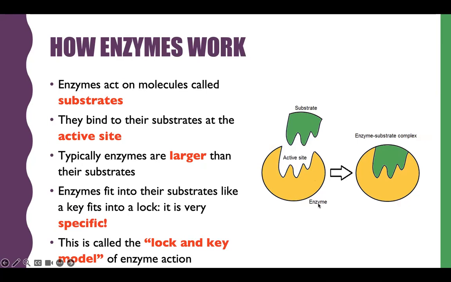Every enzyme will have what's called an active site. And typically enzymes are larger than their substrates, like you can see here in this picture. Substrates fit into their enzymes like a key fits into a lock. It is very specific. You see how these are a perfect match? The shape of this substrate will fit perfectly into this active site on the enzyme. That's the perfect ideal situation. This is called the lock and key model of enzyme action.